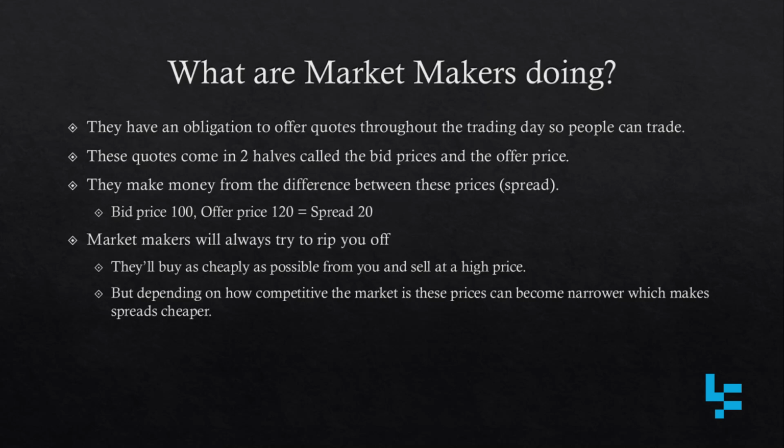Now, these quotes themselves come in two halves, thoroughly known as the bid and offer price. And how they make money is the difference between this bid and offer price. Forex traders that are already trading out there may actually know something called a spread. And this is how the market makers make money. So they'll offer you a bid price, for example, of £100, an offer price of £120, and the difference of this price is 20. And this is what they'll make if you are buying or selling the asset.